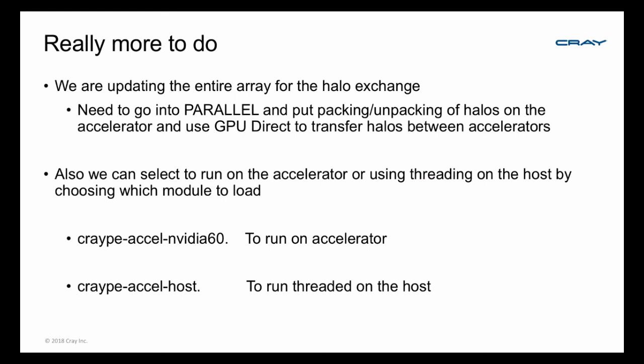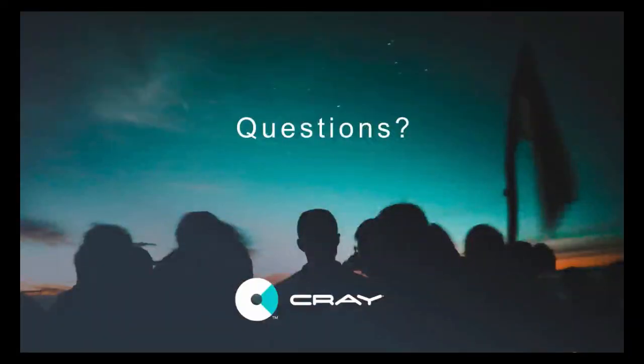Now, a cool thing that Cray has is that if you're going to run this code on the accelerator, you load that module. If you run it threaded on the host, you load that module. So you can have exactly the same code, and you can either run it on the host using OpenMP or on the accelerator using OpenMP. And that's it.